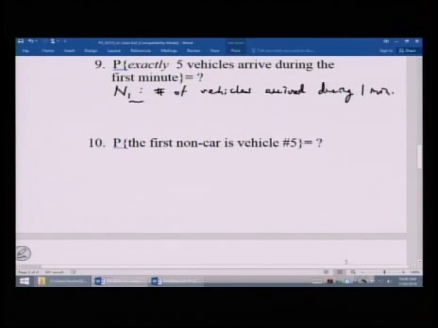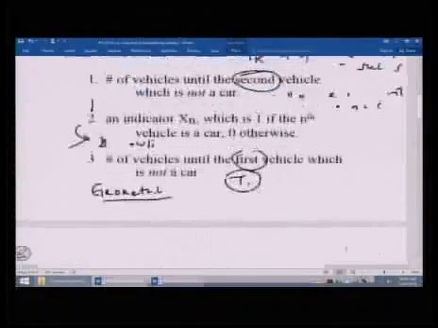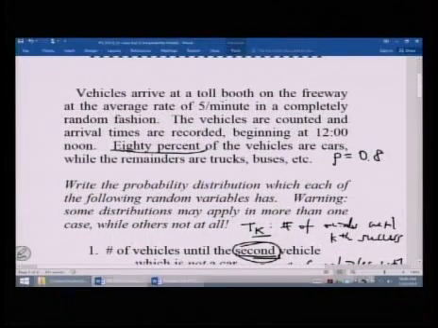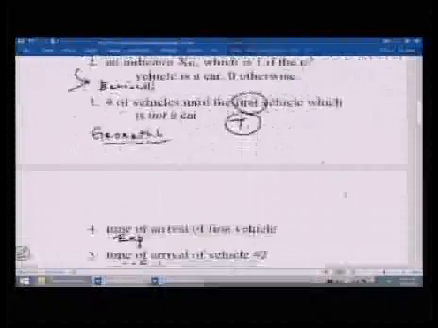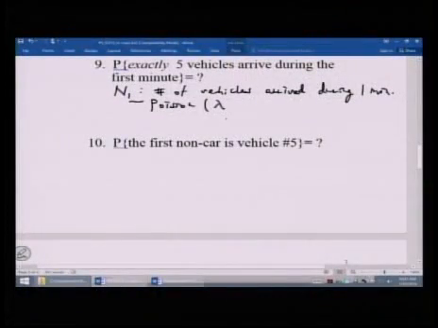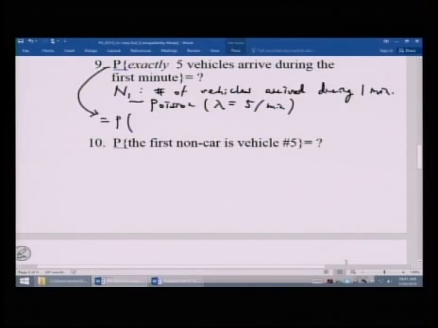Then this N sub 1 follows which distribution? Poisson distribution, right? And what is the parameter lambda in this case? Up here, vehicles arrive at the average rate of 5 per minute. So lambda is going to be 5 per minute. So the desired probability is N sub 1 equal to 5, right?